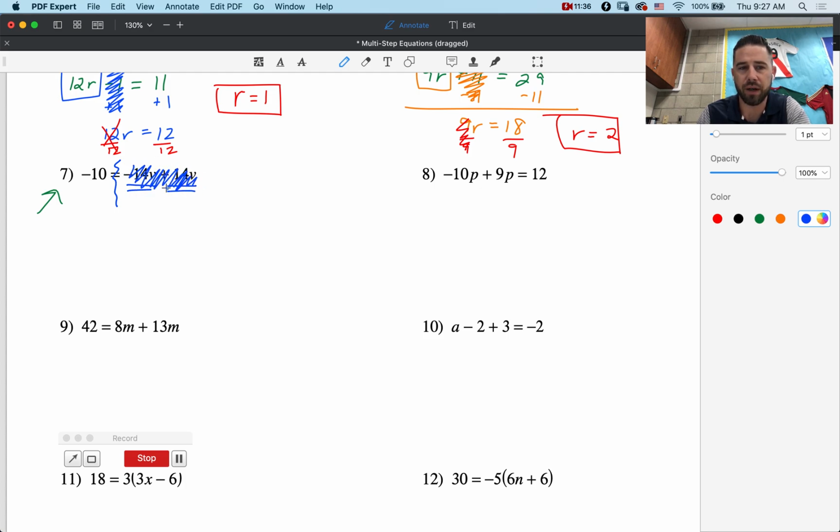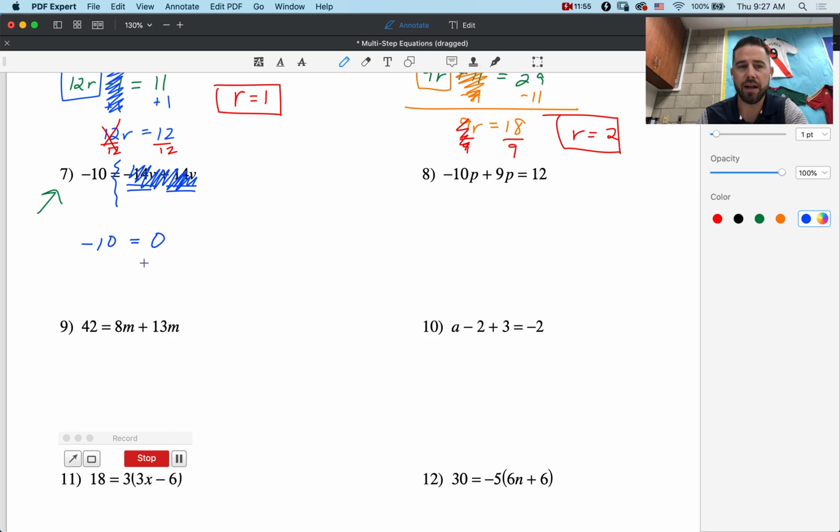And what does that leave over here? That leaves nothing. Well, how do we write nothing as a number? Nothing as a number is 0. And we have our equals, and then we have negative 10. At this point, does negative 10 equal 0? No, that's a false statement.